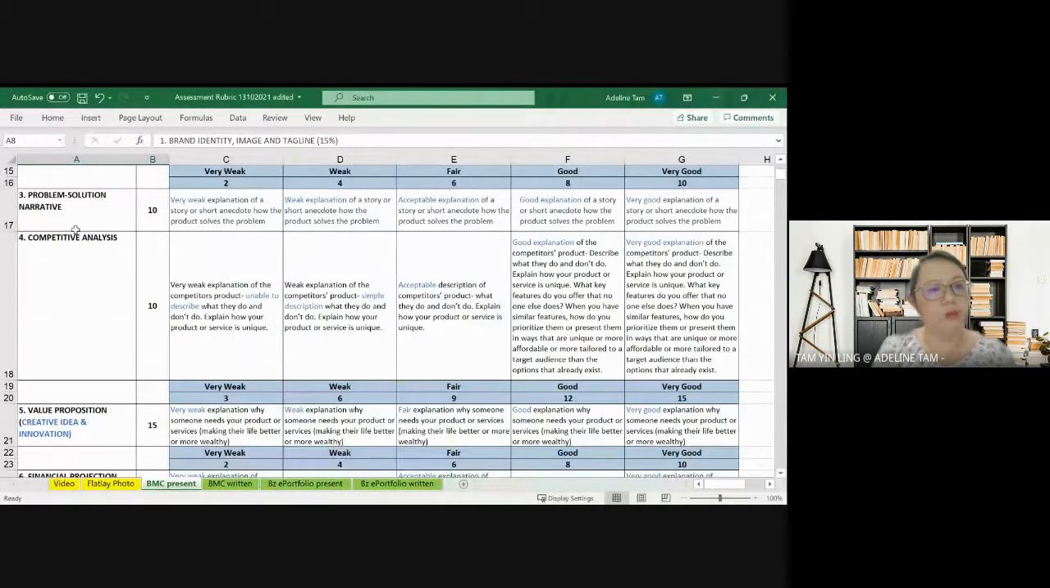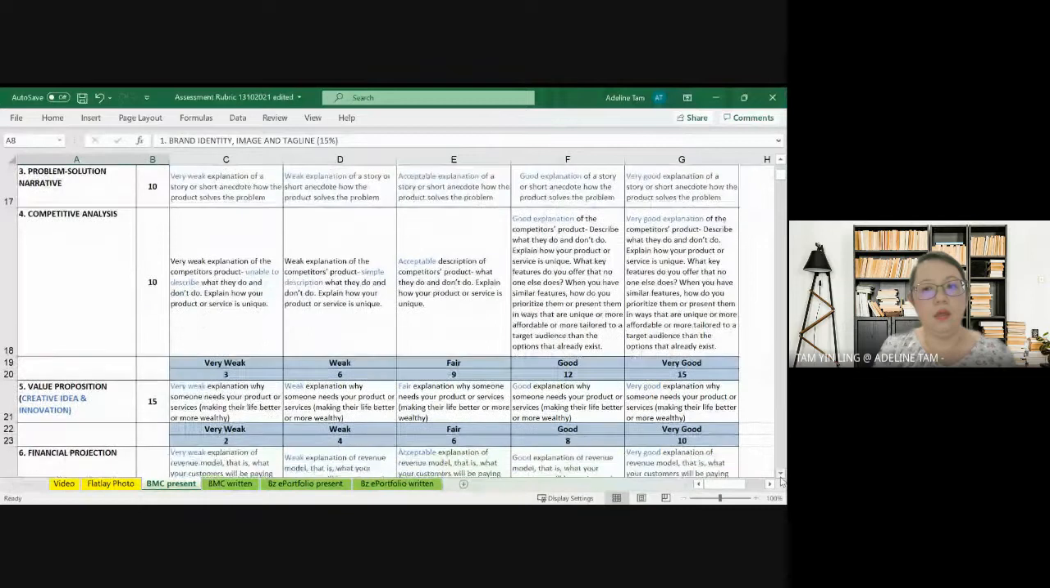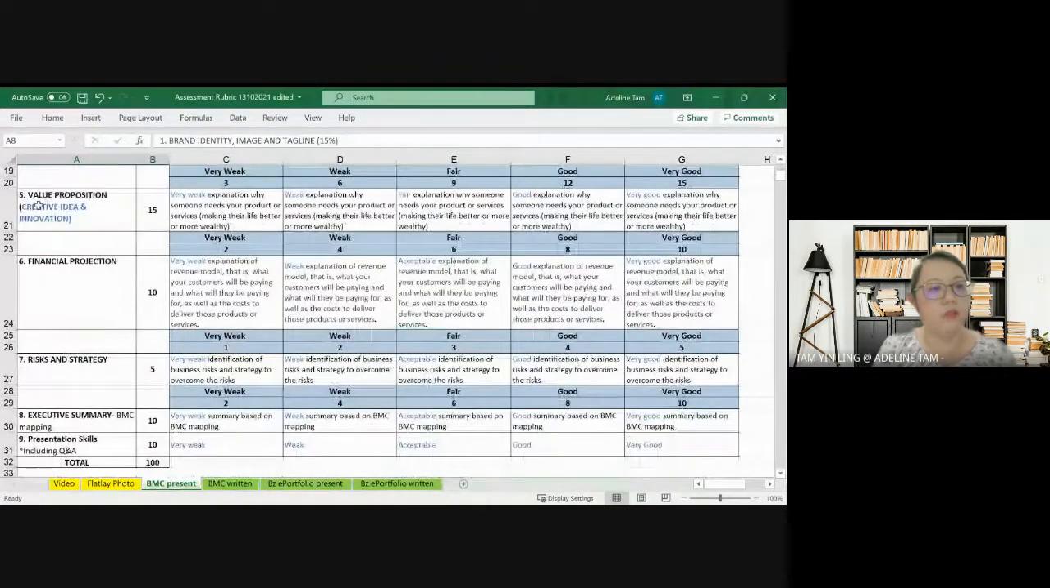And number 4, competitive. So when you explain your business model canvas, we expect you also to explain a little bit about who your possible competitors are. So let's say if you are selling to local consumers, who are your possible competitors? It can be your friends selling the same thing. It can be a local restaurant or whoever is selling a similar product to yours.